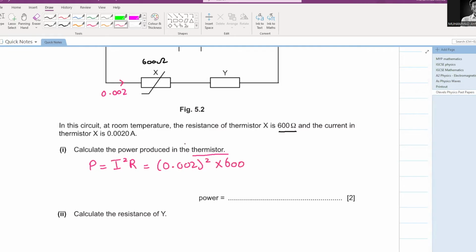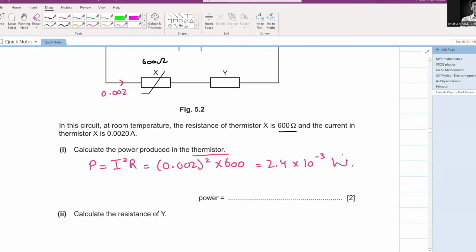0.002 squared into 600. This comes out to be 2.4 into 10 raised to the power of minus 3 volts. Perfect. You also have to calculate the resistance of Y. How will you do that?